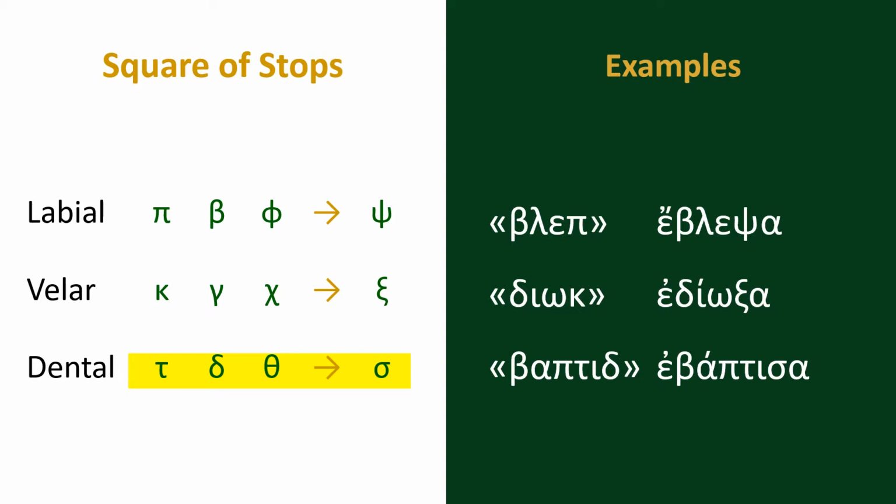We cannot overemphasize the importance of memorizing the square of stops. It is the key to understanding many of the changes in consonants that you encounter both in nouns and in verbs.